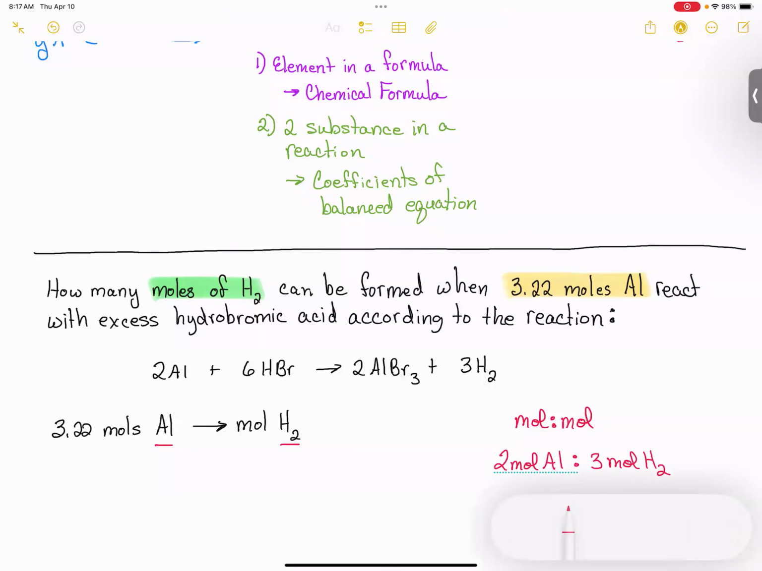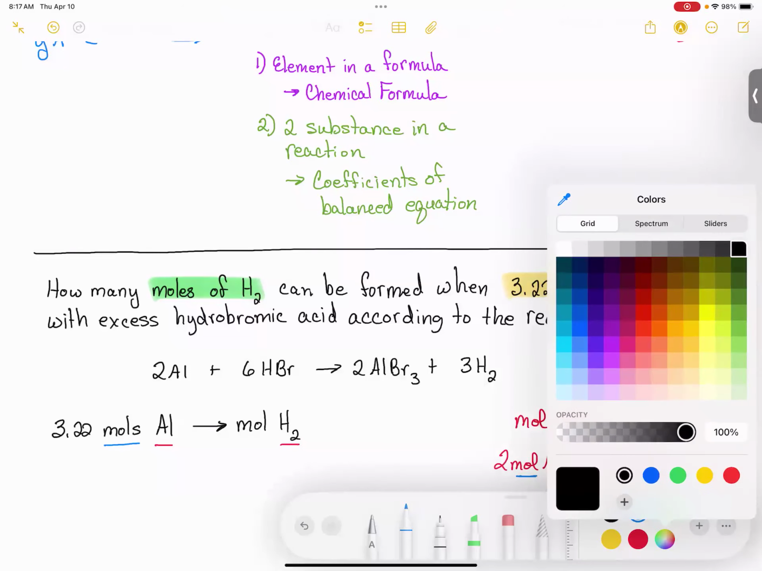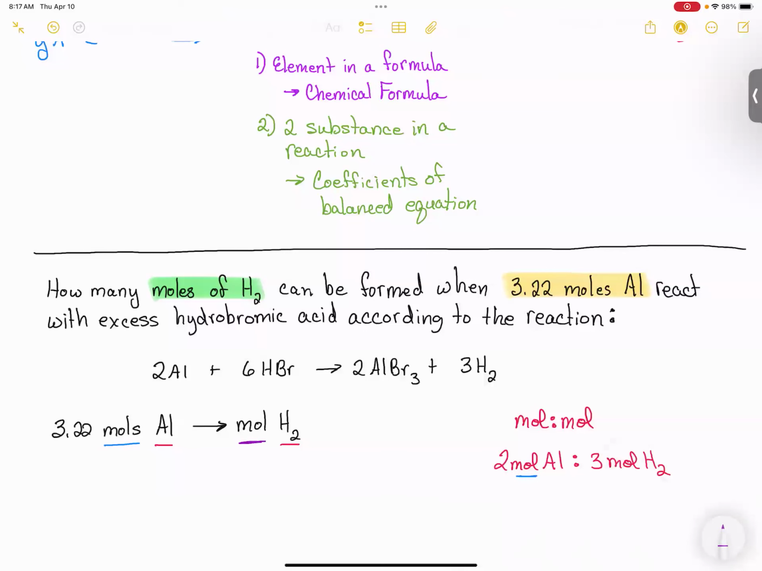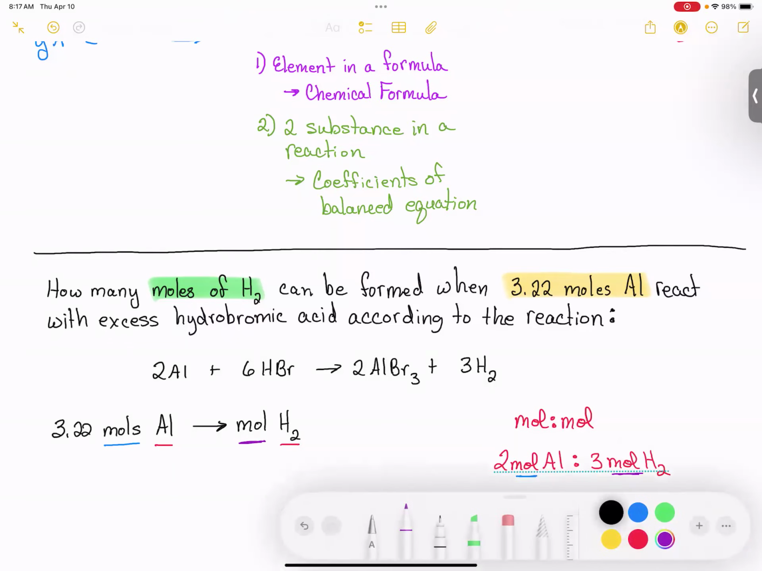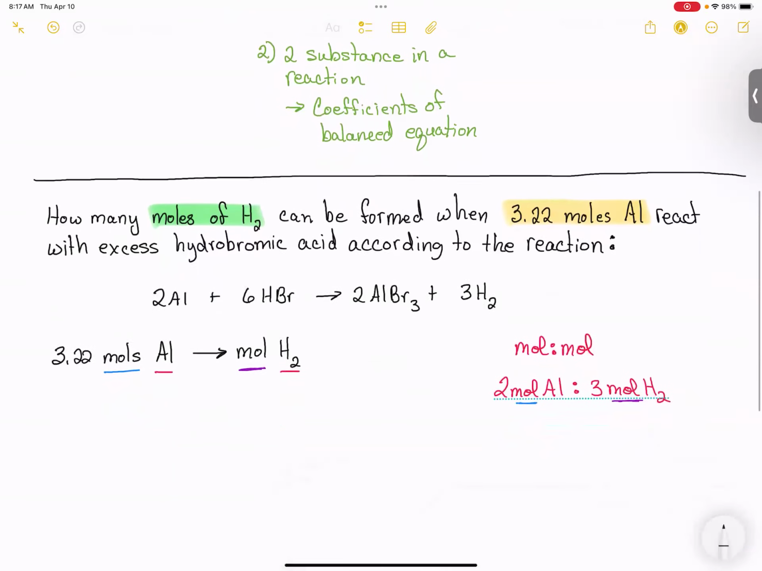The next thing I'm going to do is look at the units. Well, I need moles of aluminum. That's not a problem. I already have moles of aluminum. And I'm going to do the same for the products. I need moles of hydrogen, not a problem. I've already got moles of hydrogen. So I'm only going to need 1 conversion factor in this particular case.